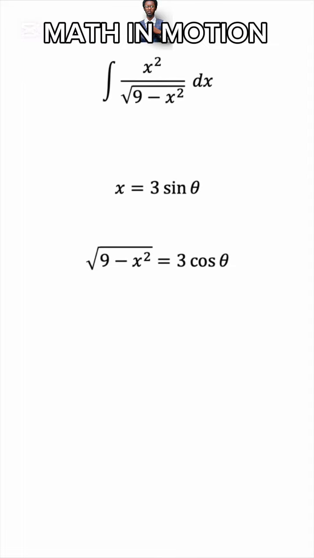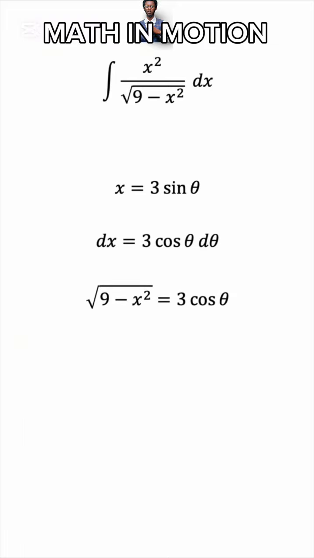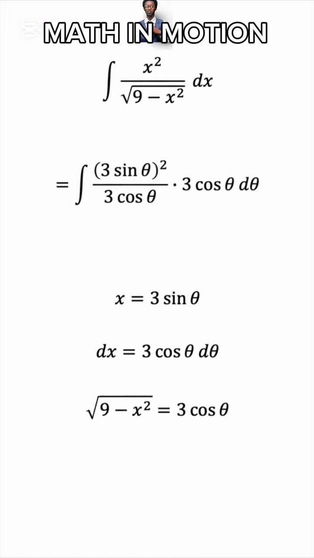The last bit of information we need is dx, the differential term, and we can get that easily by differentiating the equation for x, which gives us 3 cosine theta d theta. We are now ready to write the integral purely in terms of theta. The integral becomes the following.